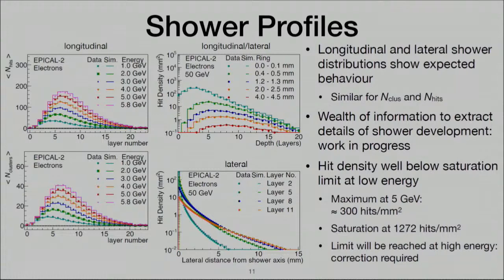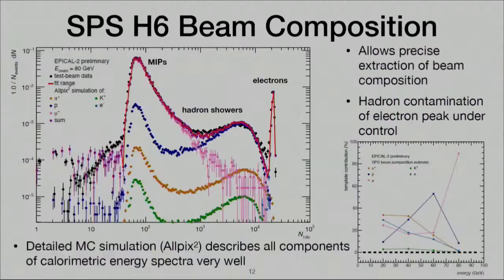For example, you can also do this event by event, of course. These are now average distributions, but there is a very high potential in there. Let me now briefly, for the rest of the talk, turn to first results from the SPS and to what we can do with the detector.